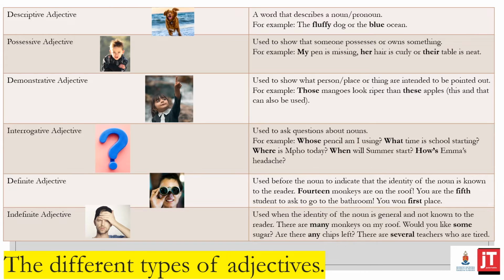So the first one is called a descriptive adjective. A descriptive adjective is a word that describes a noun or a pronoun. For example, the fluffy dog or the blue ocean. Think of descriptive adjectives as that traditional adjective that we learned perhaps when we were a bit younger. So when you see something like that, just note, it's a descriptive adjective. It's helping us to describe it in more fluffy detail now.